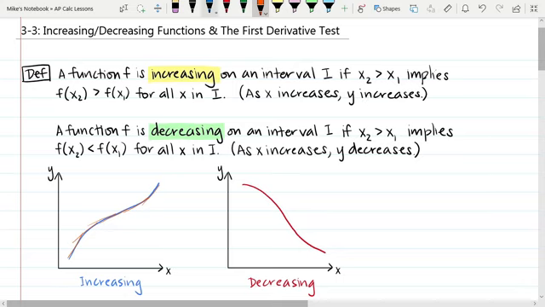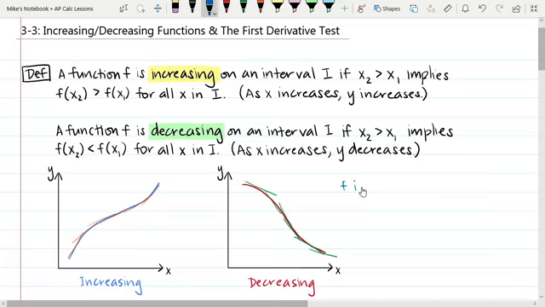Similarly, for decreasing, for all of these decreasing tangent lines, oops, missed on that one. All of those tangent lines for a decreasing function also have something in common with their slopes, and that is that all of those slopes are negative. Okay, so let's think about that for a second.